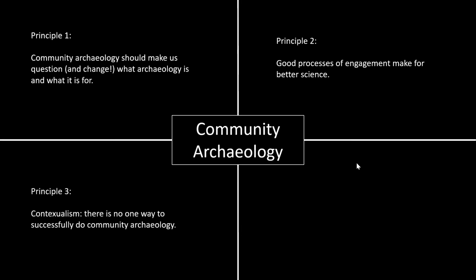And the third, which is the most unsurprising thing in the universe, is a kind of contextualism. There's no one way to successfully do community archaeology. And that can be true for the same community over a period of time. So it has to be extremely flexible. It has to involve one process, but many different processes. And the archaeologist, in collaboration with the community, is going to have to do a lot of work. So that was me doing my best to summarize what I take these arguments to be.